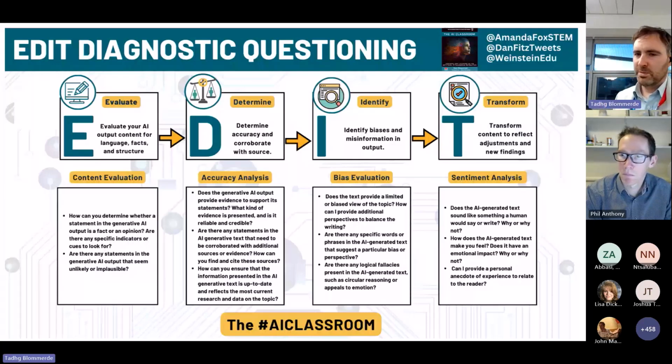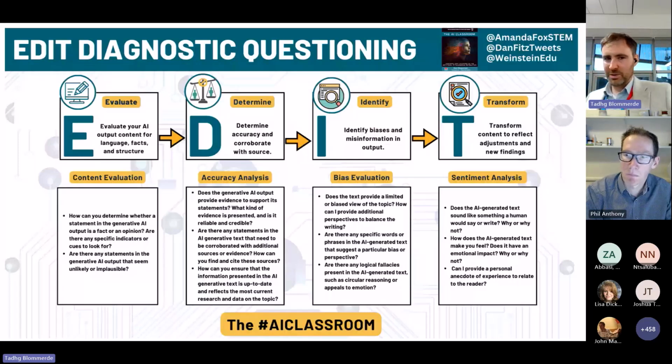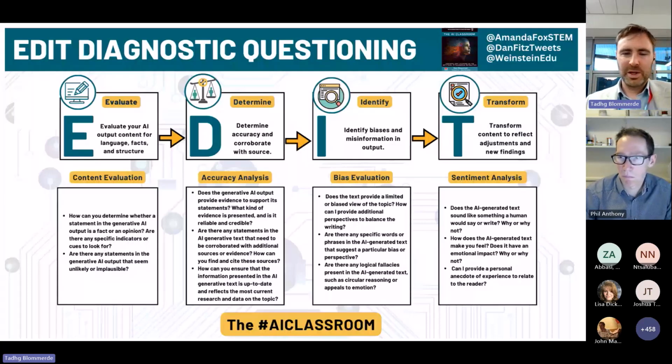Well, some students said to me that this step is so onerous, they'd be quicker going off and writing something themselves. Because checking every claim and every statement for its accuracy, well, it's a time-consuming job.